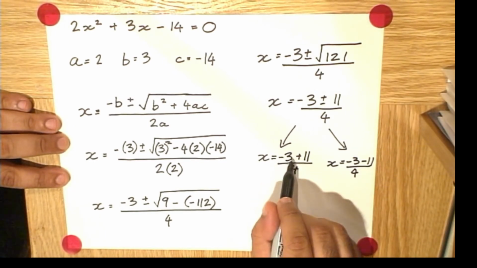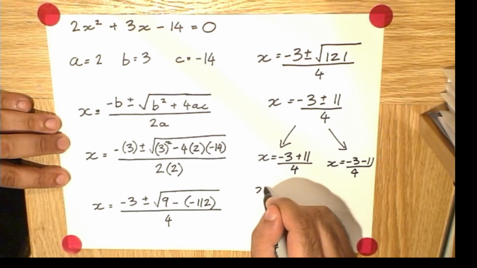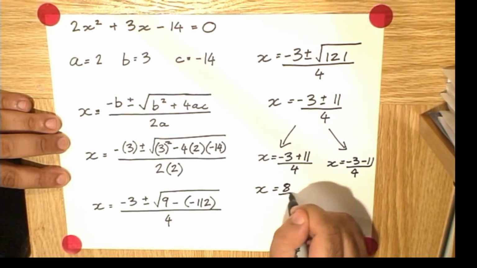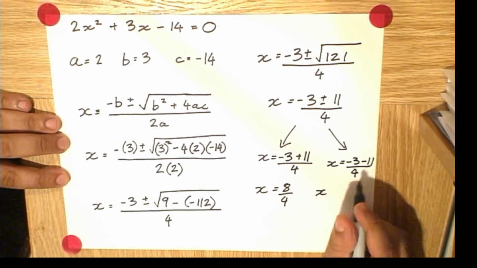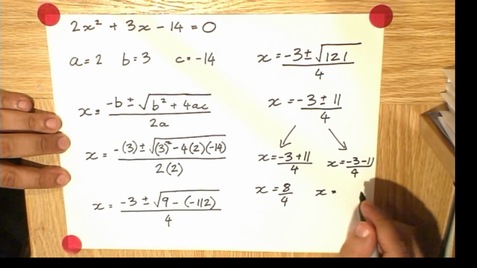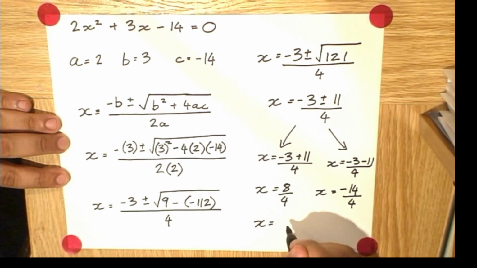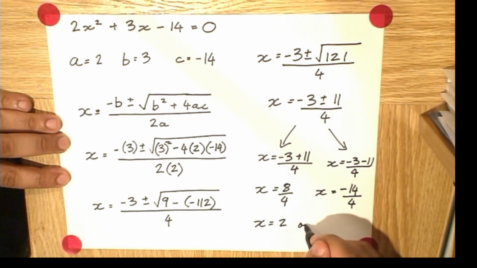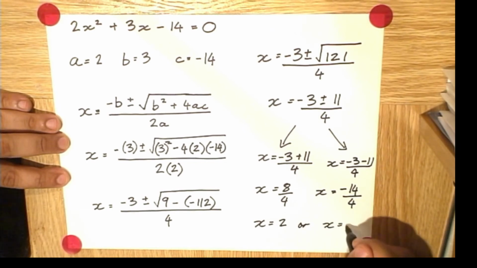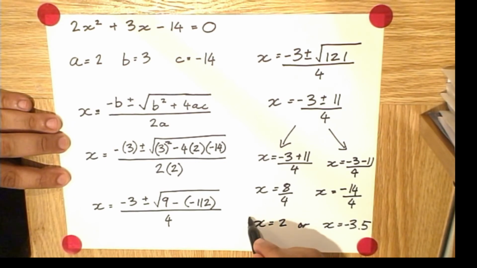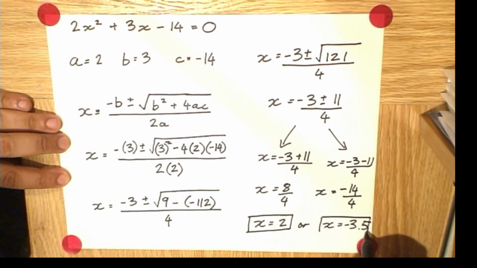So negative 3 plus 11, that gives us 8. And negative 3 minus 11, that gives us negative 14. So either x equals 2 or x equals negative 3.5. So these are our 2 possible solutions to this quadratic equation.